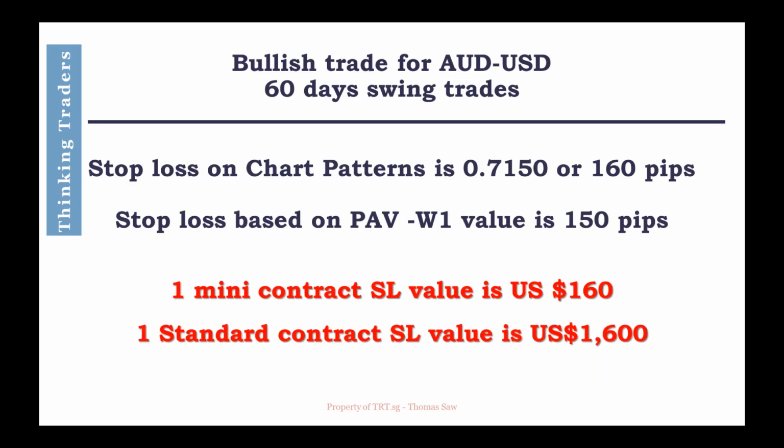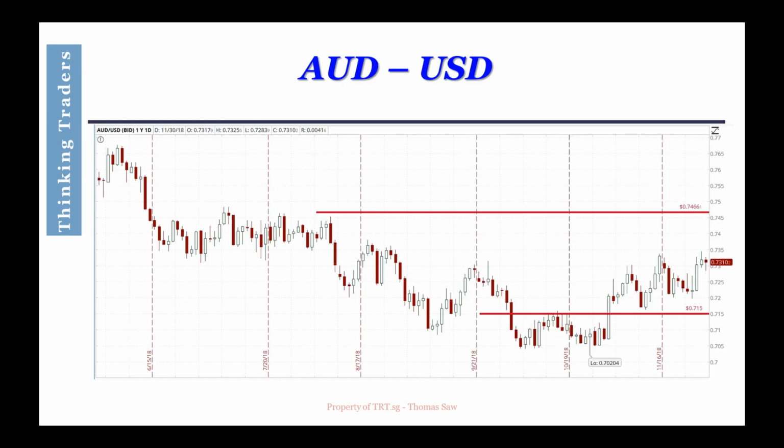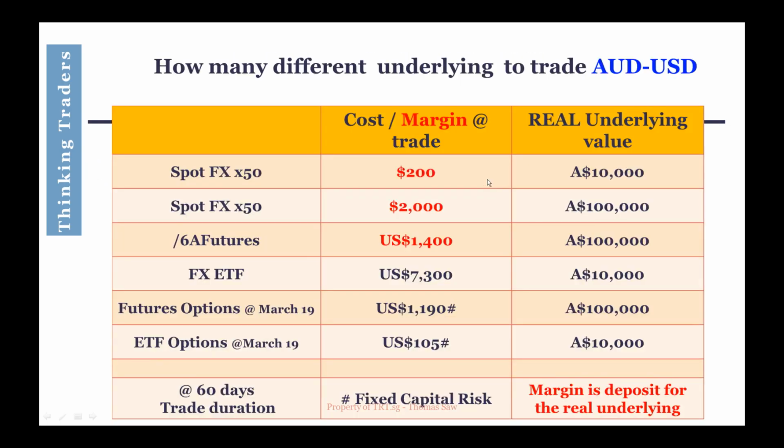So here we have the price action value based on the chart pattern. You see the stop loss for this trade is 160 pips. Based on how many days? Based on the 30 days, about 23 weeks low. So as a trader, today's session is to focus on how to risk less to make more.